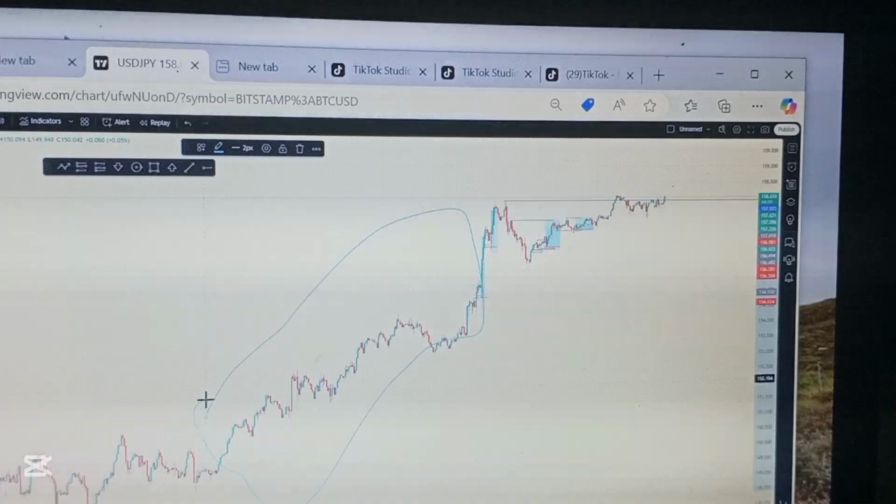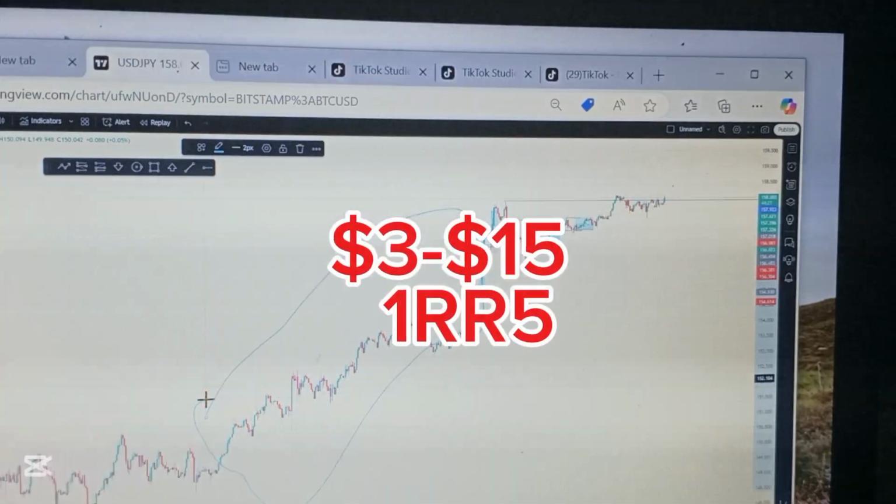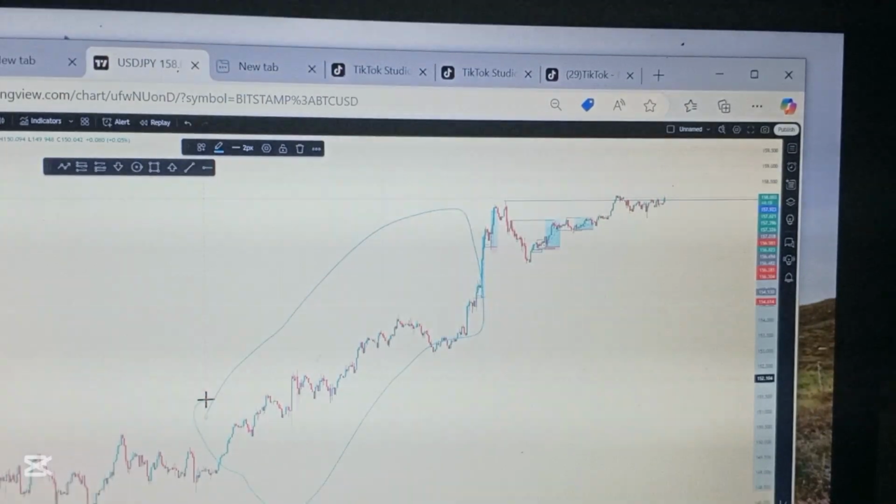If I'm to trade a $20 account or a $10 account, this is what I do. First of all, my risk management. For every trade I take, I risk $2, my risk to reward is 5, and I'm targeting $10 for every single trade. If it is $20, I risk $3, not more than $3. So if my TP hits, I'm taking $15 or $10.